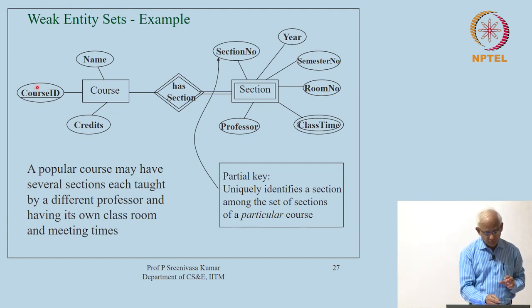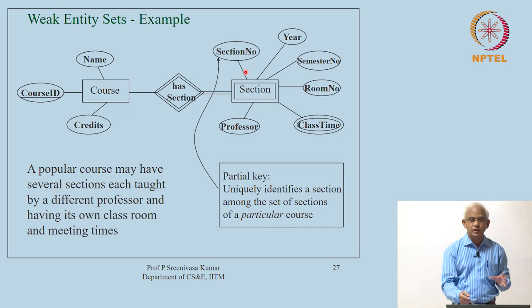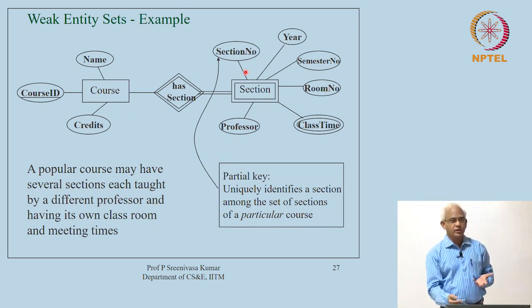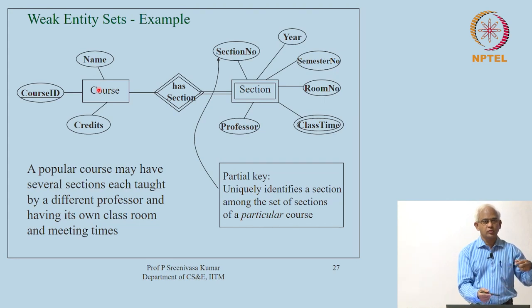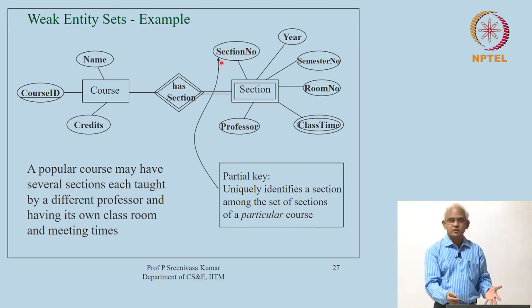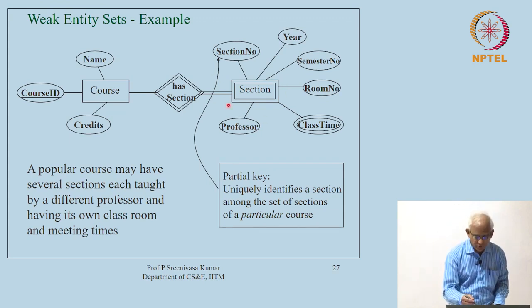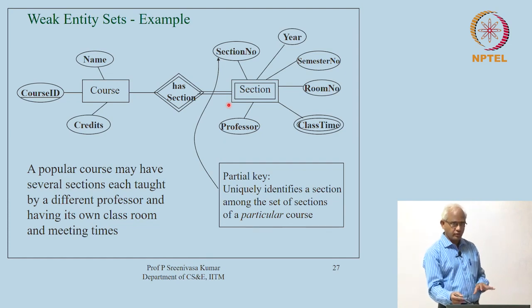So, the course ID along with this section number together actually identifies the section uniquely, okay, because all these sections are associated with that course. So, the course ID, which is the key for that particular strong, the owner entity, along with the partial key will uniquely identify this particular section. In general, that is how it is. It might have some attribute which might act like a key, but it is not necessary that weak entities have a key. That is the point we are trying to make.